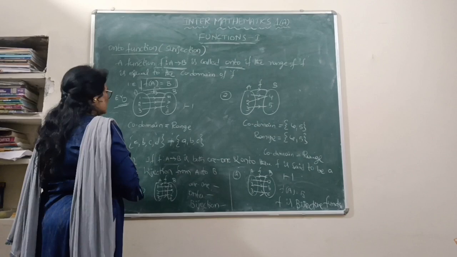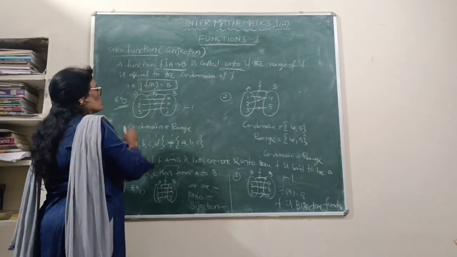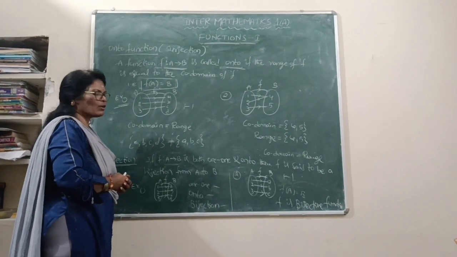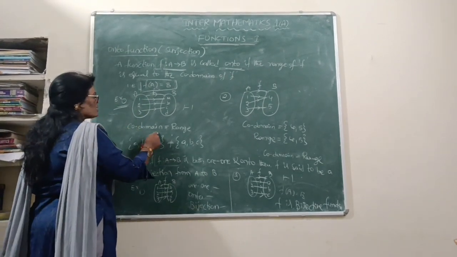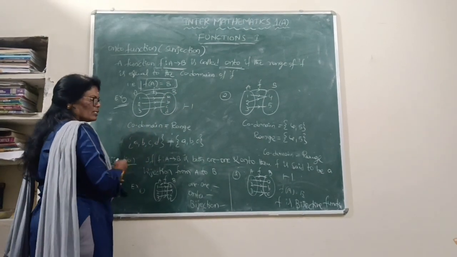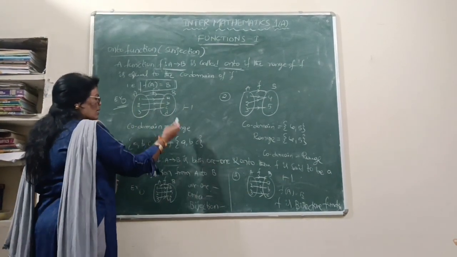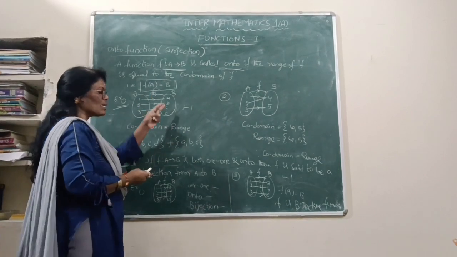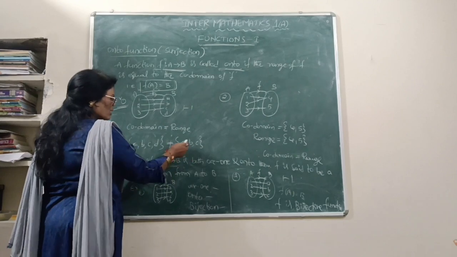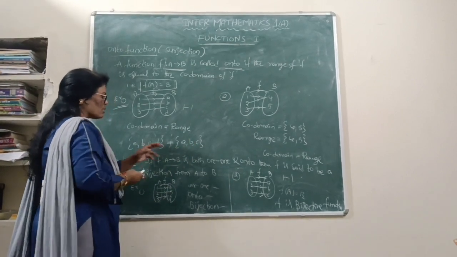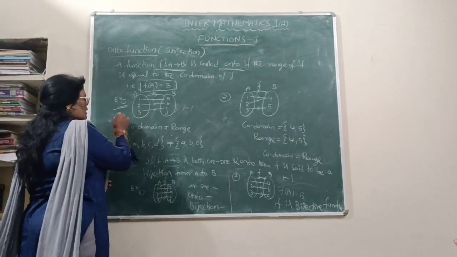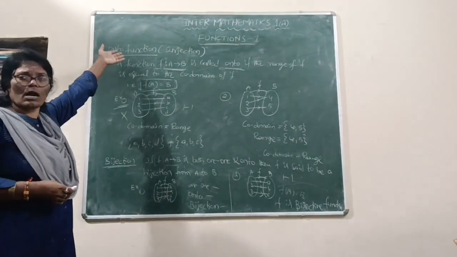As well as here, the condition of onto is nothing but what? Range of f is equal to codomain of f. The codomain has how many elements? A, B, C, D. And the range is nothing but its images. What are the images? A, B, C. Here only 3 elements are there, while A, B, C, D are in the codomain, so not equal. So we can say it is not an onto function.